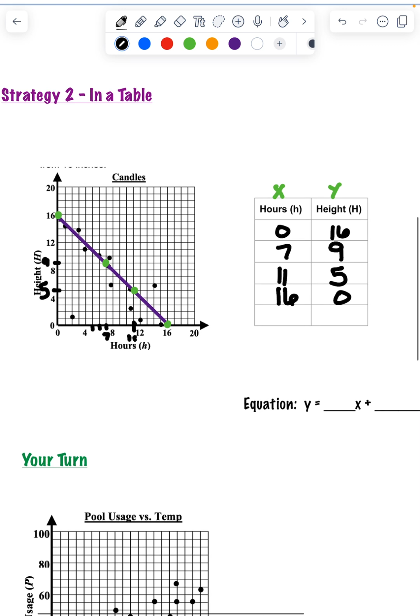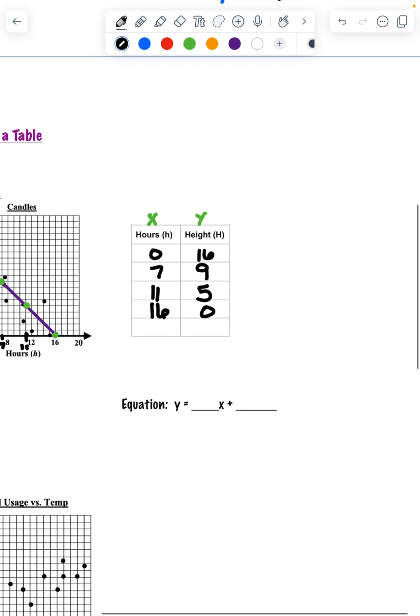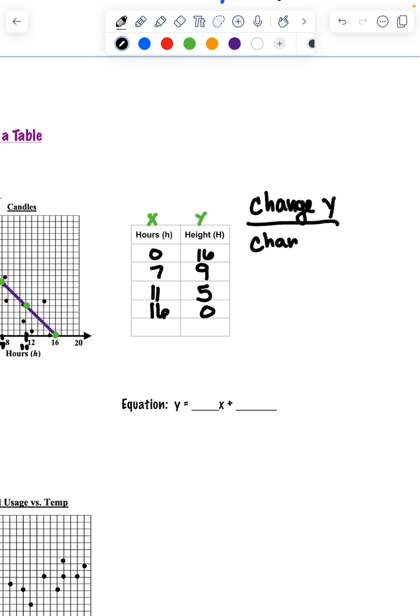In order to calculate my slope here, what I can do is I'm looking for my change in y over my change in x. So what I'm going to do is look to see how this is changing. As I go down, I'm adding 7. Then I add 4. Then I add 5. It's okay that it's not necessarily the same.